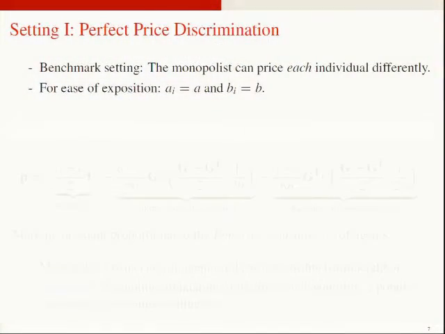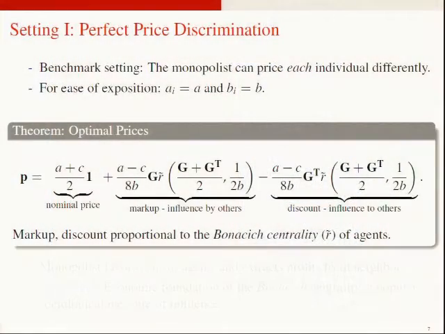Okay. So first setting, the monopolist can perfectly price discriminate. I can pick a single price for each individual. So this might sound a bit unrealistic, but you can kind of implement it by offering promotions that are targeted to specific individuals. The result we get here is that the optimal prices look like this.